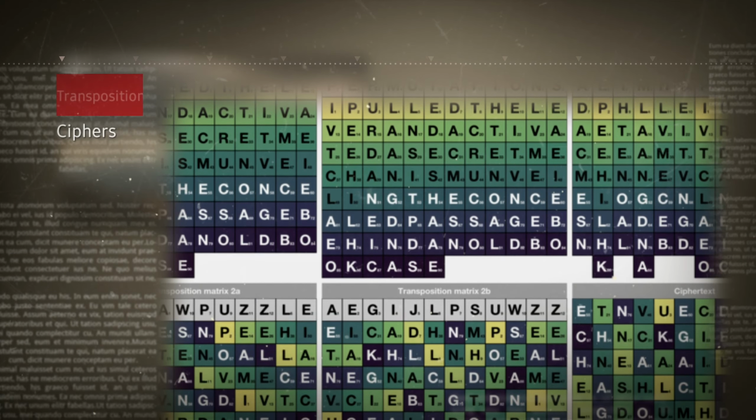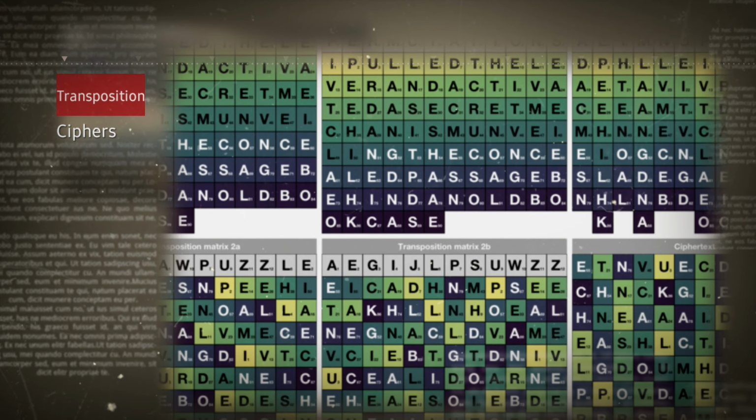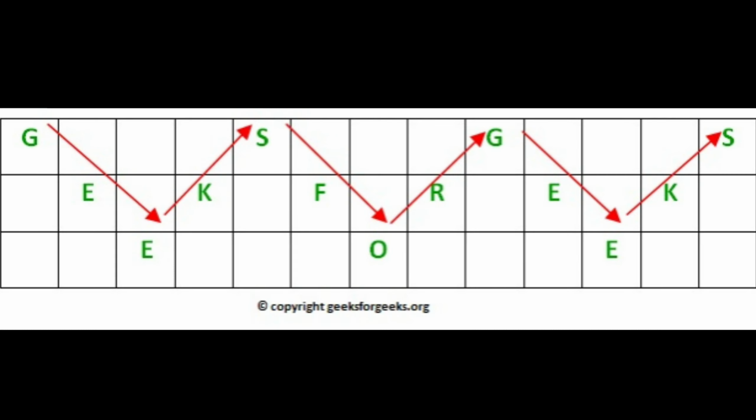Transposition ciphers. These ciphers rearrange the order of the letters in a message. For example, the rail fence cipher divides the message into rows and then writes the rows out in reverse order.